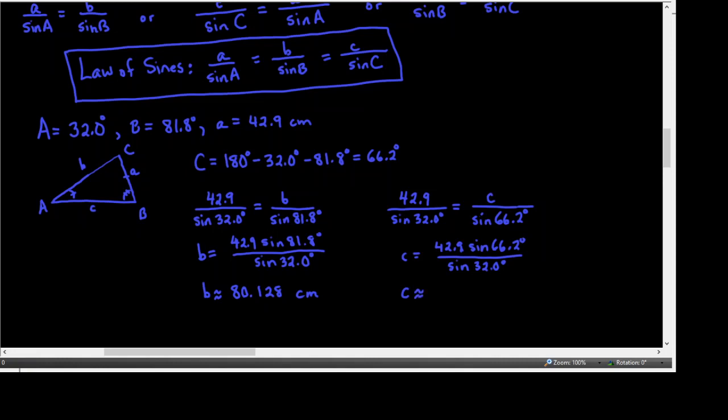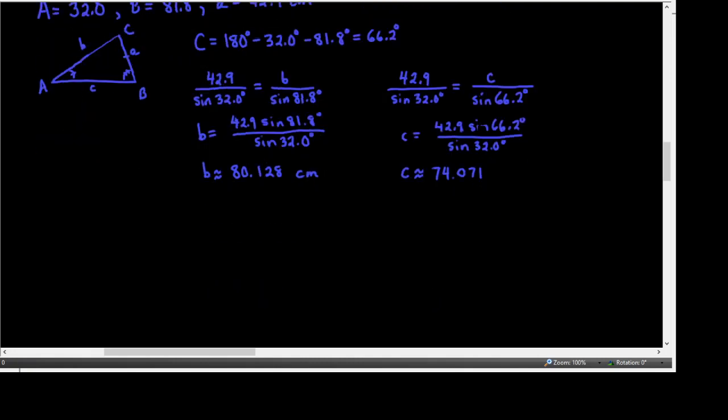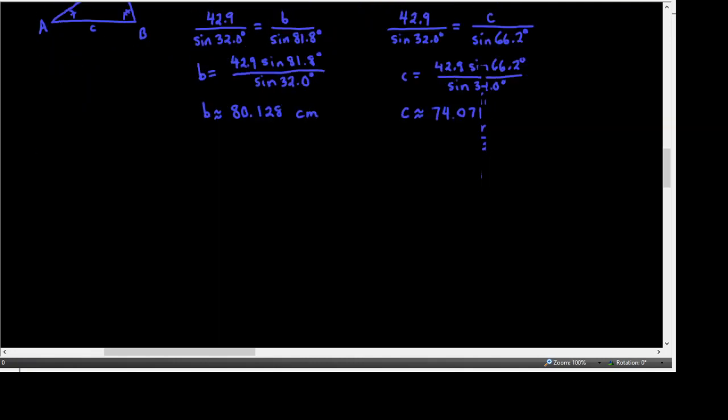Notice I'm writing approximately equal to when I'm rounding. So C is approximately 74.071. Okay, am I done? Nope. What did I forget? Units. Yeah, I have to have units. So, what are the units of this? Centimeters. Very good. All right. So, let's turn to another example.